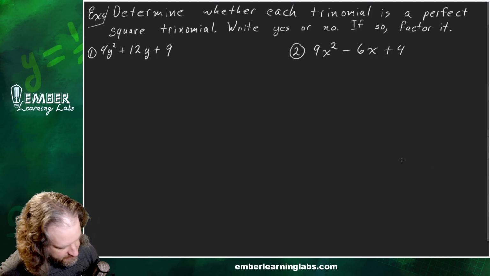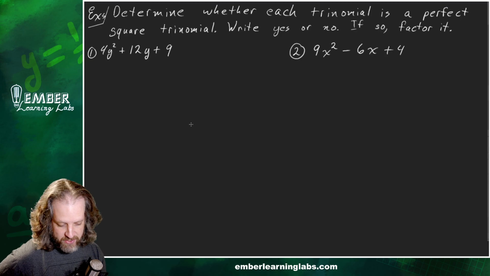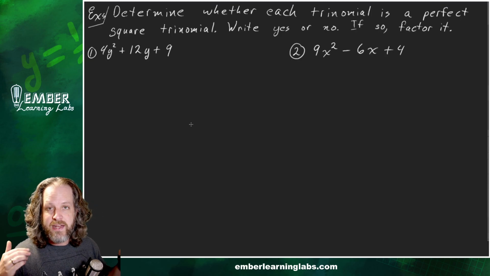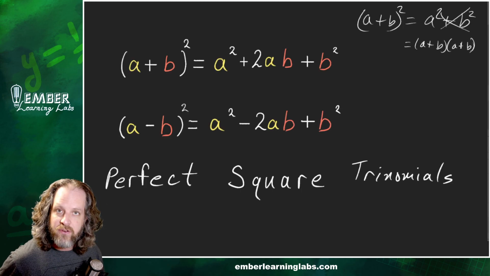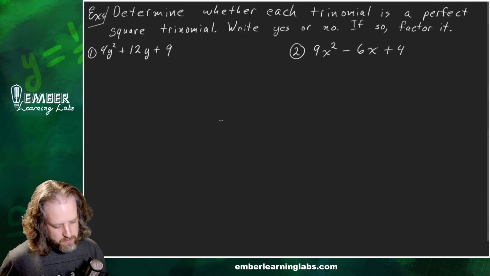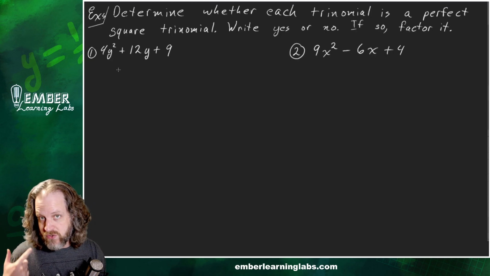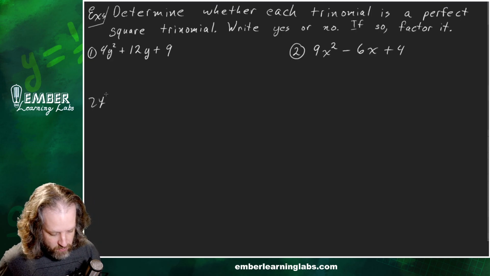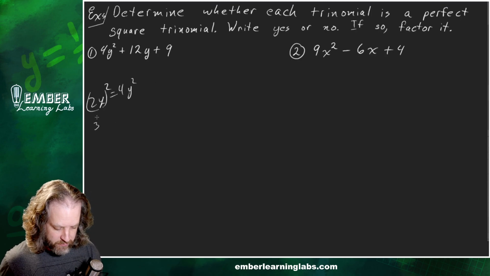So let's take a look at this first one. We're going to go through a checklist, essentially. We want to see whether it meets the criteria going back to this page. Is the first one a perfect square? Yes, it is, because 2y squared equals 4y squared. Is the last one a perfect square? Yes, because 3 squared is 9. So it's a perfect square.